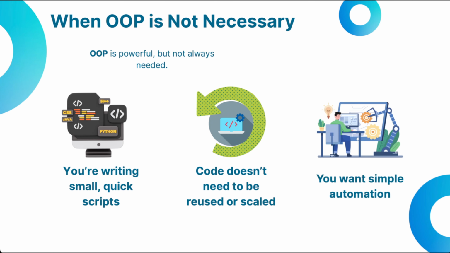Object-oriented programming is not needed when you want simple automation. For example, renaming files in a folder or doing a quick CSV processing task. You can write a few functions and be done. So remember, object-oriented programming is amazing for building large, reusable, and scalable programs. But for a small one-time script, sticking with simple procedural code can actually save you time.